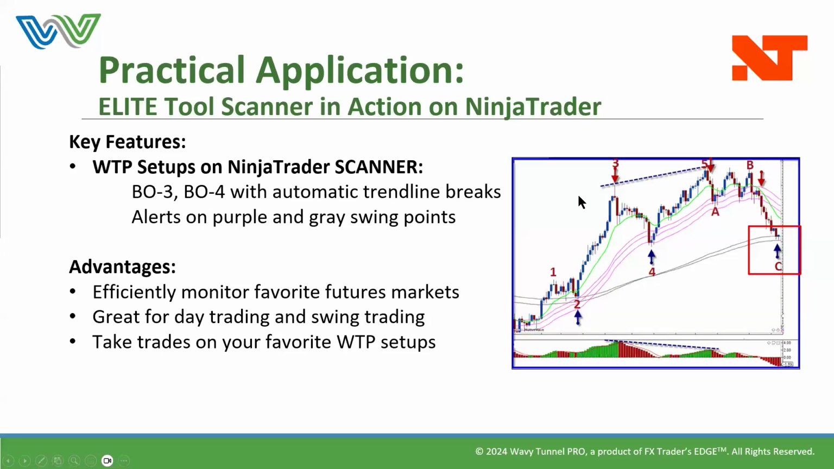So on NinjaTrader, on the scanner, we can scan for breakout 3. Breakout 4 is what we showed you. That's this trade with automatic trend line breaks. We can scan for the trend line breaks, and we can also scan for alerts. We can scan for purple and gray swing points, and we can get alerts right on our charts. So that way we can efficiently monitor our favorite futures markets. We can monitor all of them at once if that's what you do. And if you just trade one market, you might only want to use the indicator suite and look at different time frames.